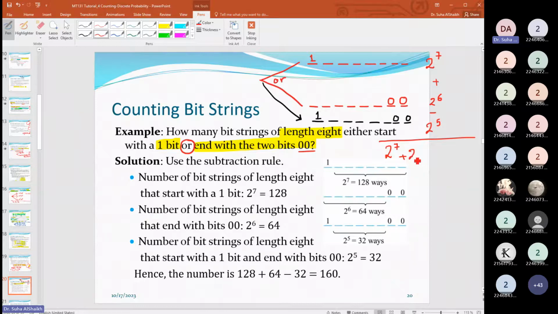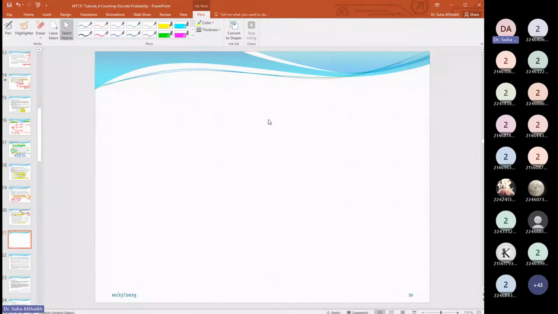So of course you have to do the calculations. 128 plus 64 minus 32. The final answer is equal to 160. Get it? Actually it looks like it gives me the same addition, right? But when I think about it a bit more deeply, I find that there is a shared part and I have to use the subtraction here.